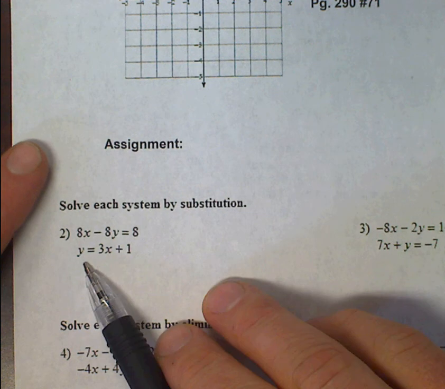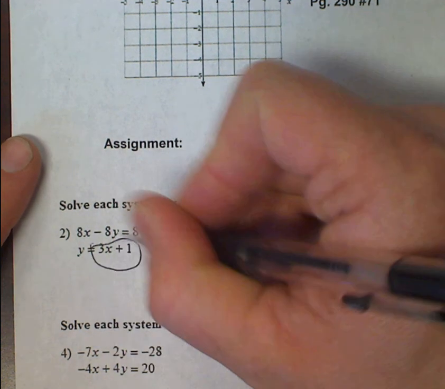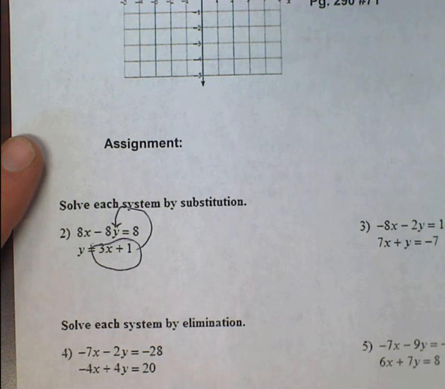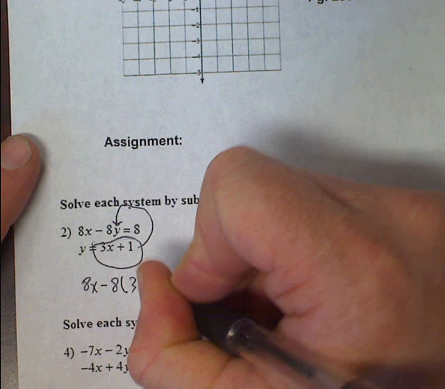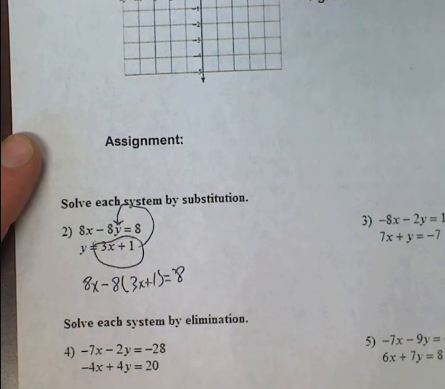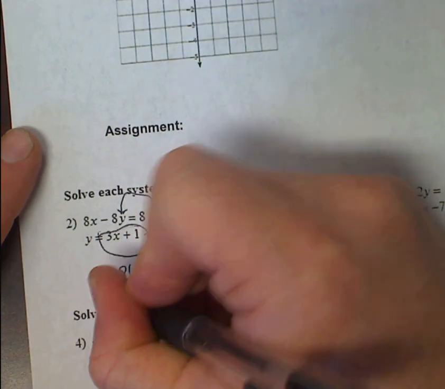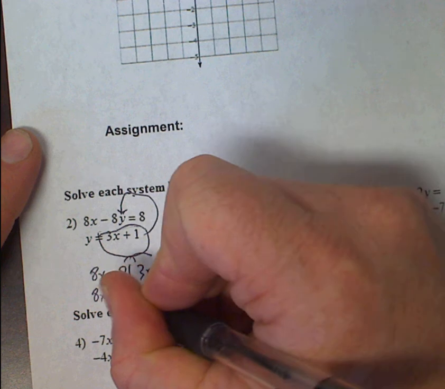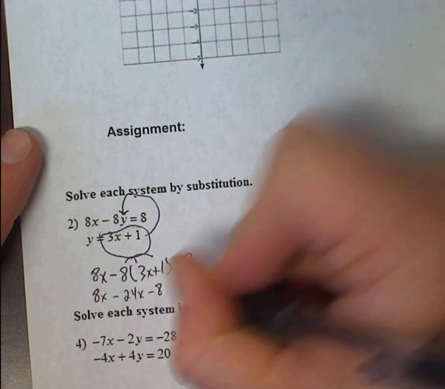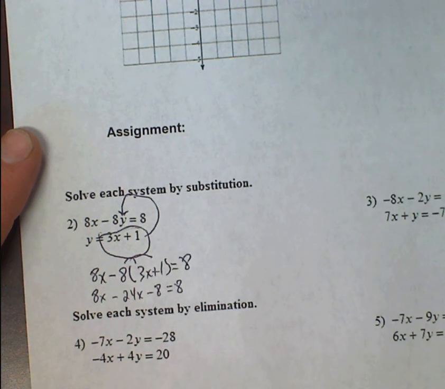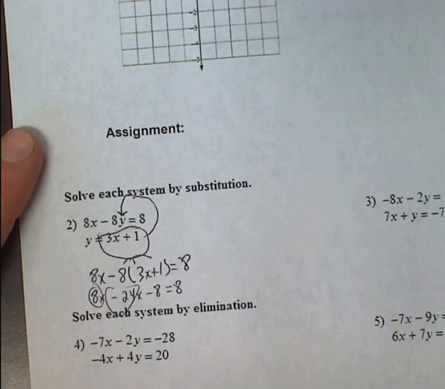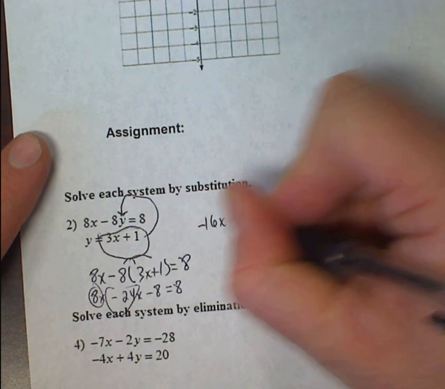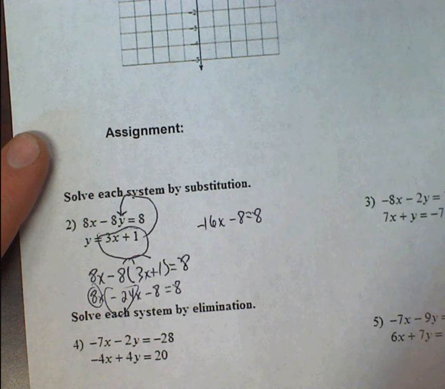In order to substitute, the y needs to be by itself, or the x. The y is already by itself, so I'm going to substitute. This would give me 8x minus 8 times 3x plus 1 equals 8. 8x minus, I've got to distribute, negative 24x minus 8 equals 8. I need to combine like terms, so this would give me negative 16x minus 8 equals 8.